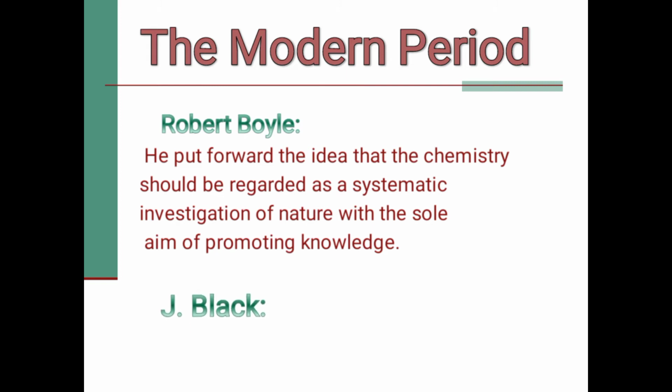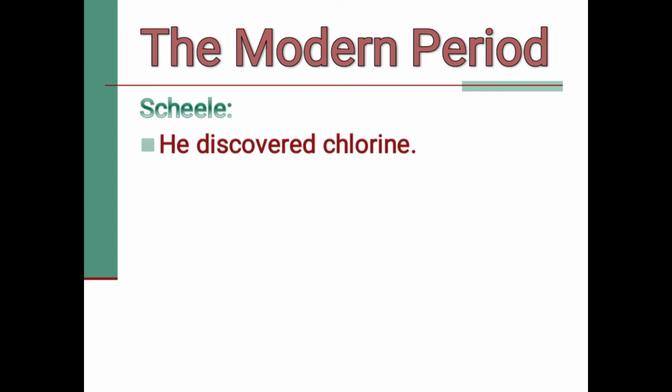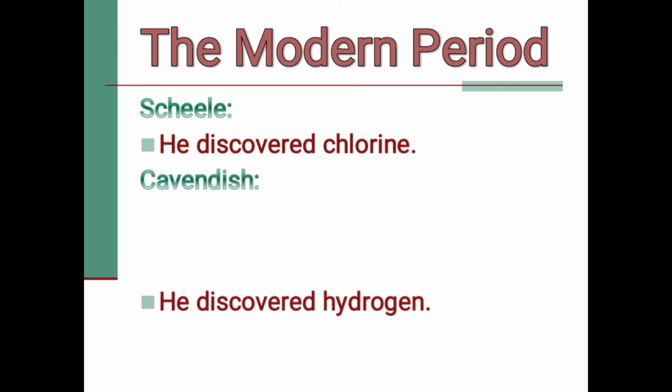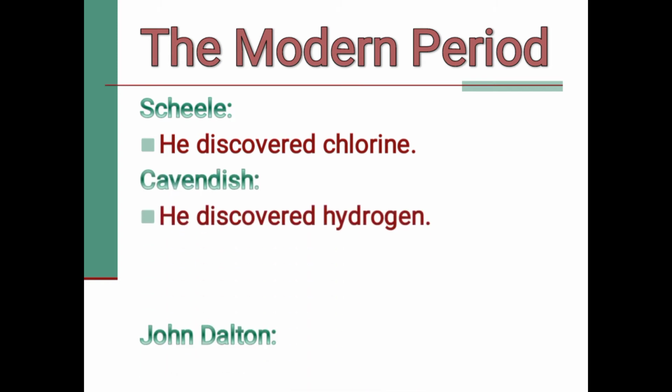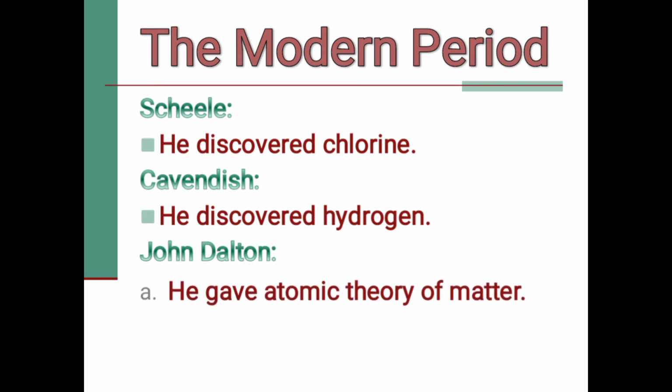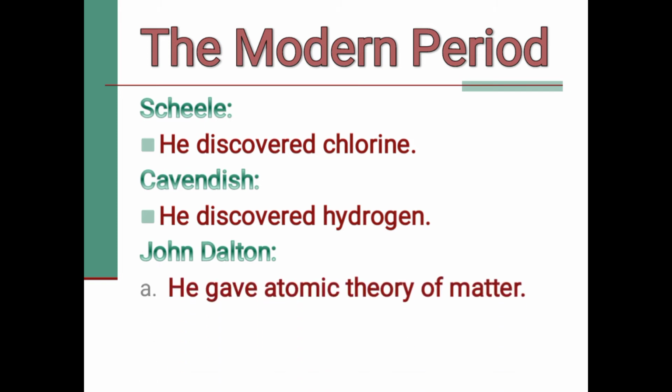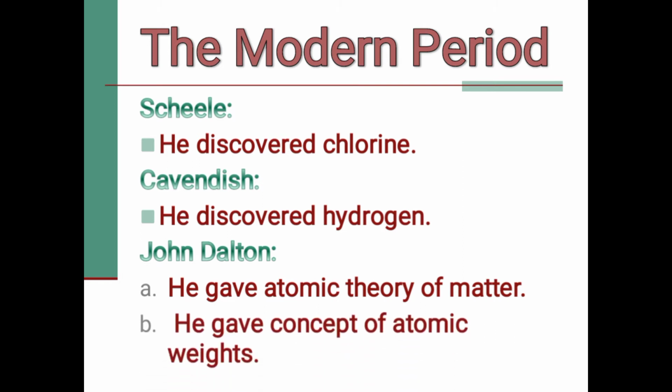The next important scientist from the modern era was Joseph Black, who made a study of carbon dioxide. Some more important scientists from the modern period were Scheele, who discovered chlorine, and Cavendish, who discovered hydrogen. Then John Dalton gave the atomic theory of matter, and he also gave the concept of atomic weights.